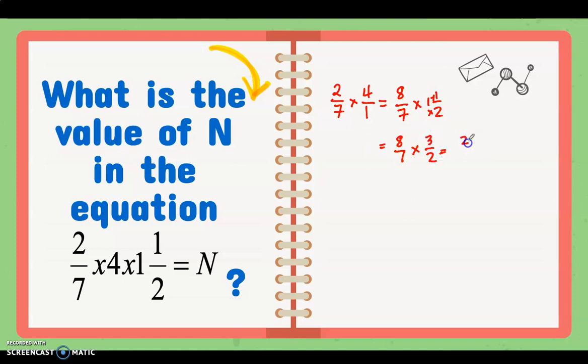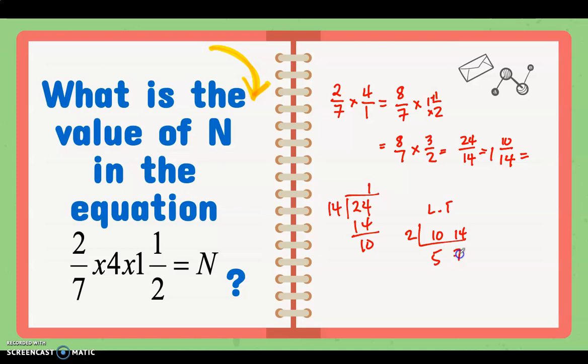So we have 24 over 14. 24 divided by 14 is 1, that's 14, remainder 10. Therefore, the answer is 1 and 10 over 14. Then simplify it to its lowest term: 10 and 14, that is 2, 5, 7. The answer is 1 and 5 over 7.